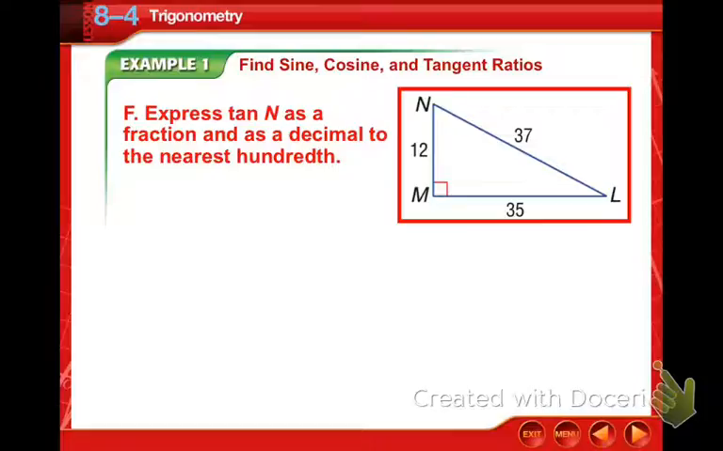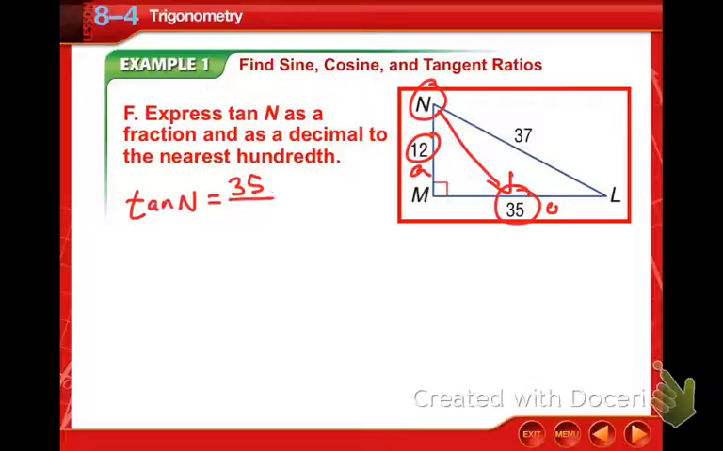Tangent's his own buddy. So tangent of N is equal to, again, if we look here, our opposite is the 35, our adjacent is the 12. So opposite's 35 over 12 now, which is the flipped fraction that we had for tangent before. So previously it was 12 over 35, now it's 35 over 12. And when you round, you get 2.92. So there we go. Done with those. Moving on.